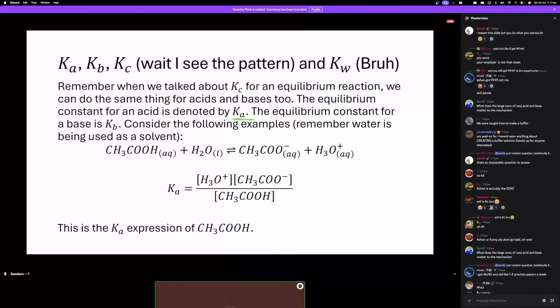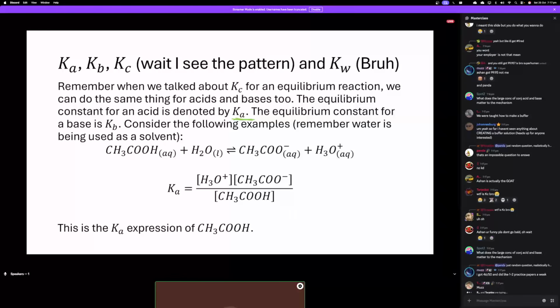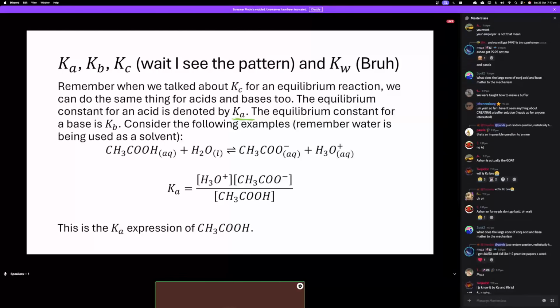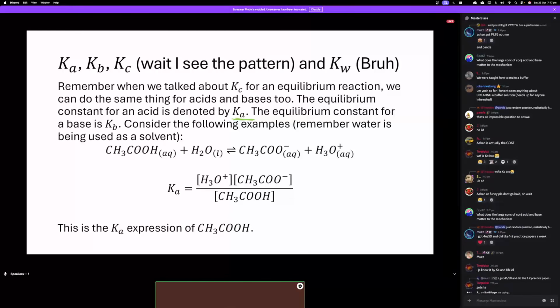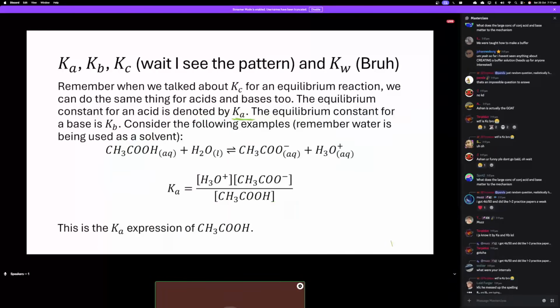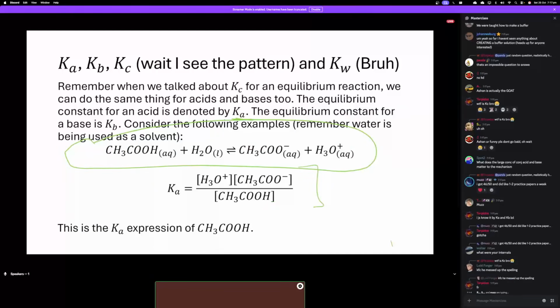What does large concentration of conjugate acid and base matter to the mechanism? Large concentration just means that when we do LCP, obviously the concentration will change, but because we have so much of it, it barely changes. Like it only changed by a little bit, right? So, if we have the Kc expression for an acid, we'll represent it by Ka, and for acetic acid, we have it right here. This is the same thing as earlier, but for this specifically.